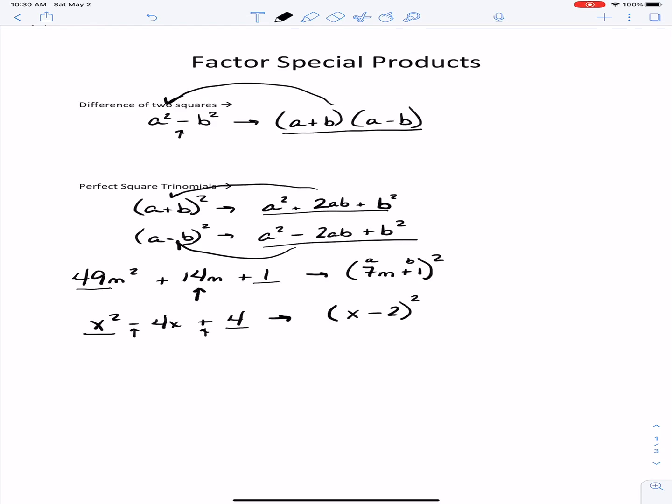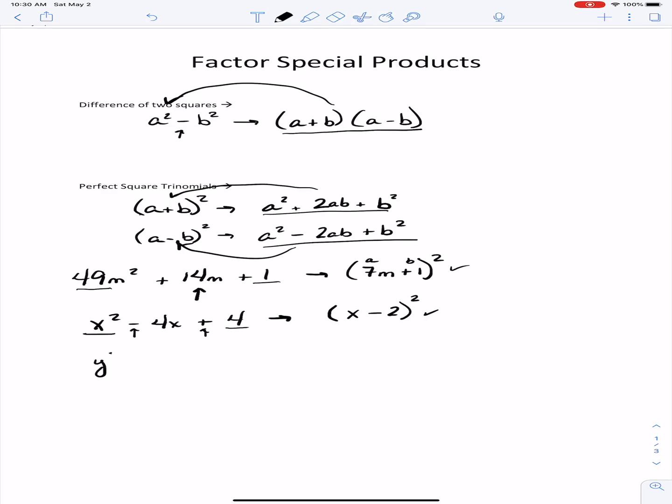Let's check to see if this is correct. My A term is 1. 1 times 2 is 2. Negative 2, sorry. And negative 2 times 2 gives me negative 4. So it matches my center term. So I know that I factored it correctly. Okay? Let's get a little bit harder. Let's add in a fraction.